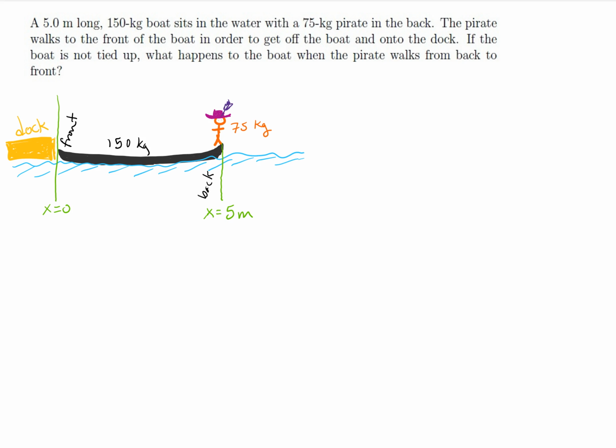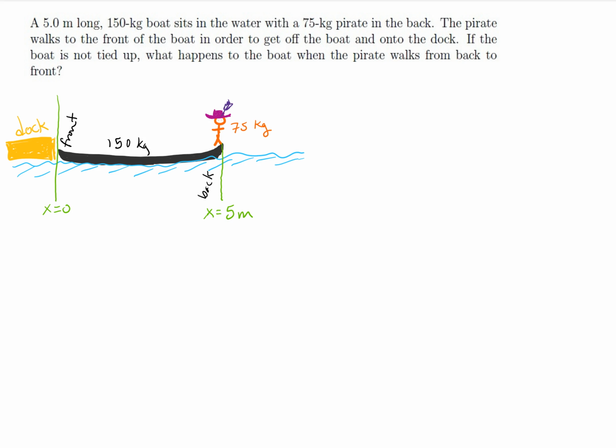So the problem we have here is that we have a boat. It's 5 meters long, 150 kilograms, and it's sitting in the water with a 75 kilogram pirate in the back of the boat. So it's this guy. And the pirate is going to walk to the front of the boat to try to get off the boat and onto the dock. But if the boat's not tied up, what's going to happen to the boat when the pirate walks from the back to the front?